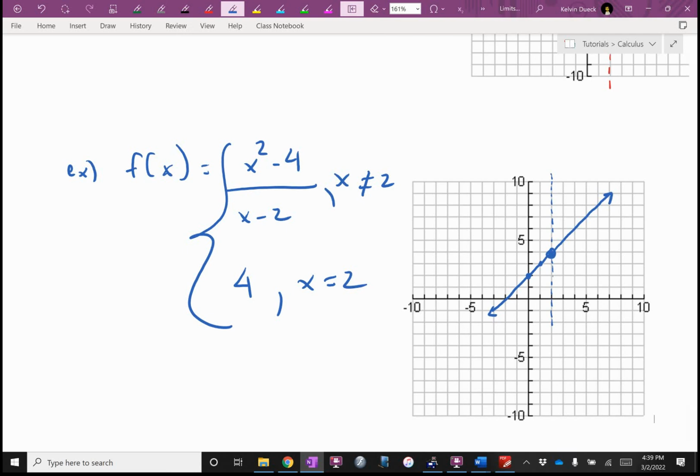Any others? No? Yeah. Number 14 from the same page? Okay.